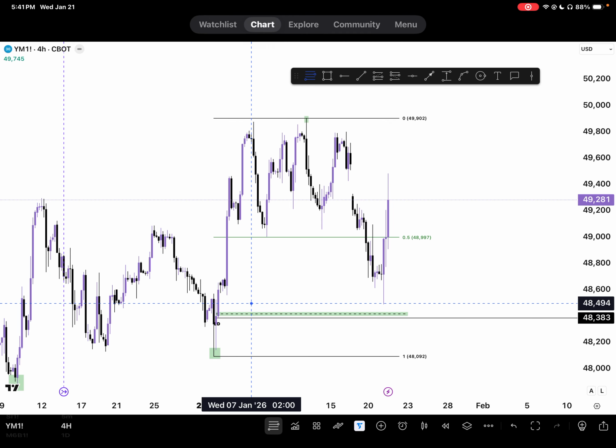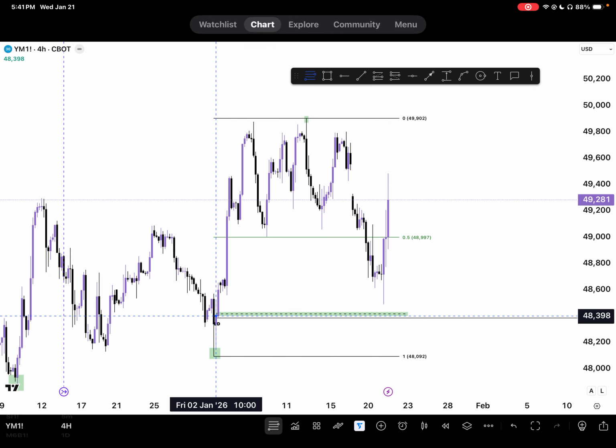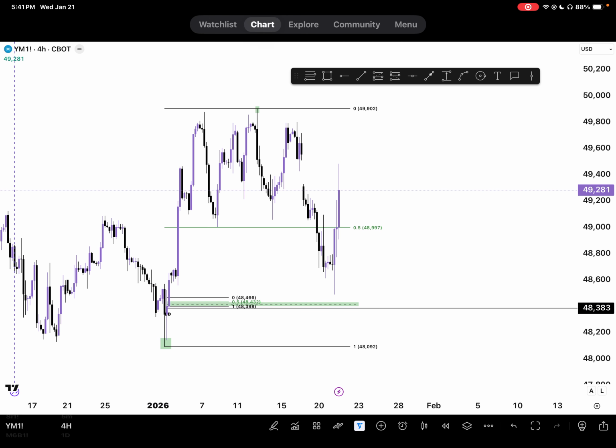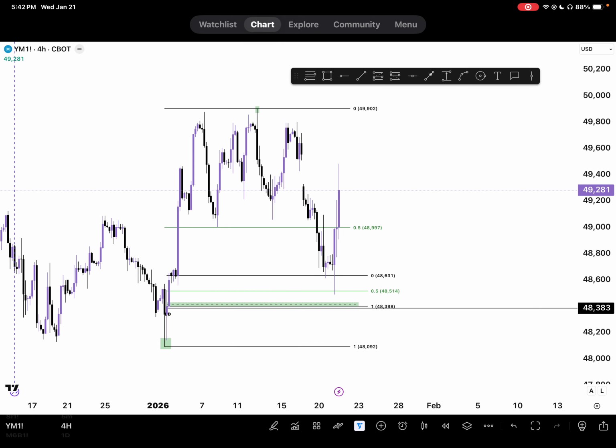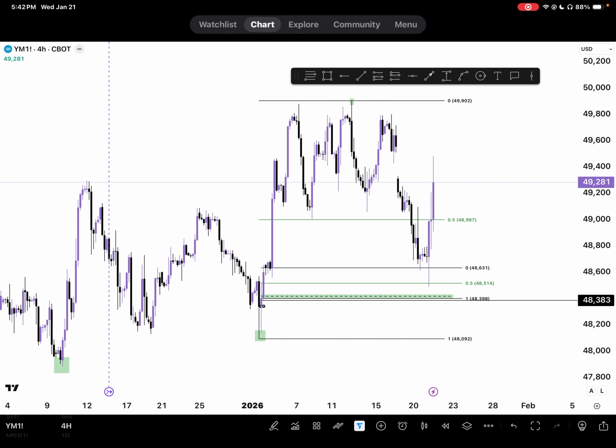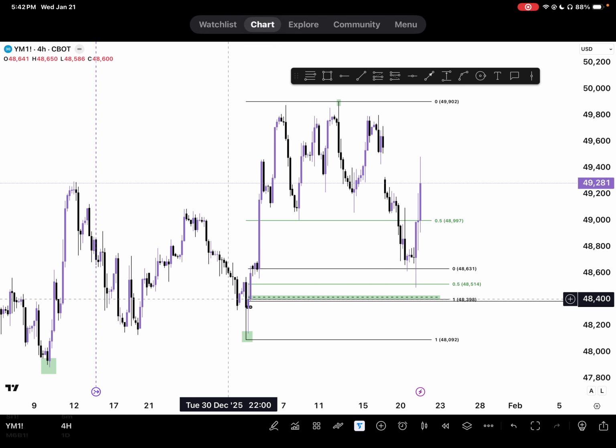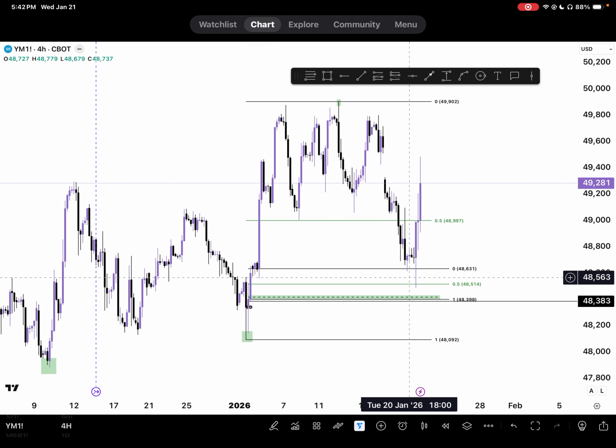Now, I talked about it with my members yesterday that we would be looking for opportunities on the discount side, and specifically we would be looking for the origin of the move, in which this 4-hour price gap here is what was mitigated. Now, we did refine this to this green box in which we were looking for entries, but price gave a very, very strong response from 50% of the price gap.